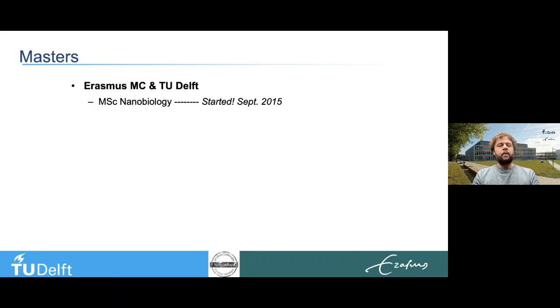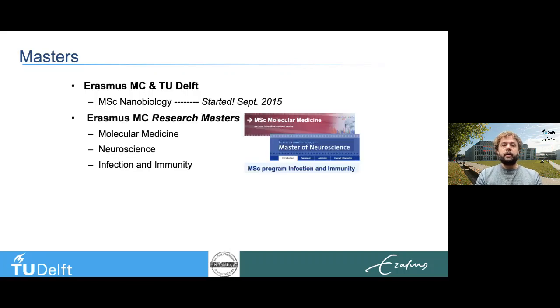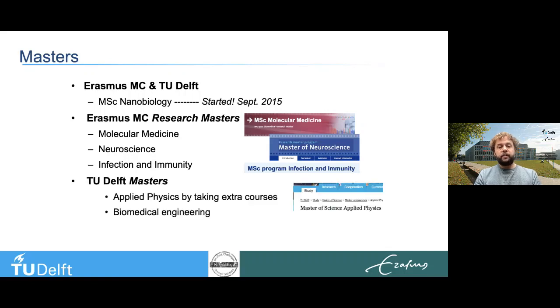So what after finishing your bachelor? Most students, if not all, continue doing a master. Many are currently doing the Master of Nanobiology, again at TU Delft and the Erasmus Medical Center. But other options are Erasmus Medical Center Research Masters, Molecular Medicine, Neuroscience, Infection and Immunity, or TU Delft Masters, Applied Physics.